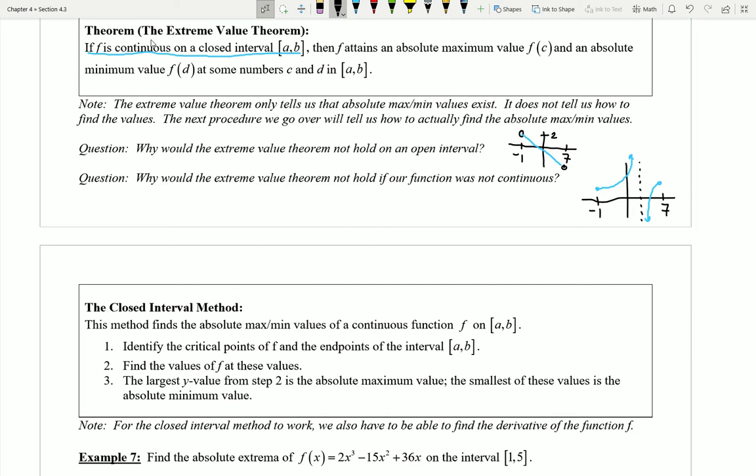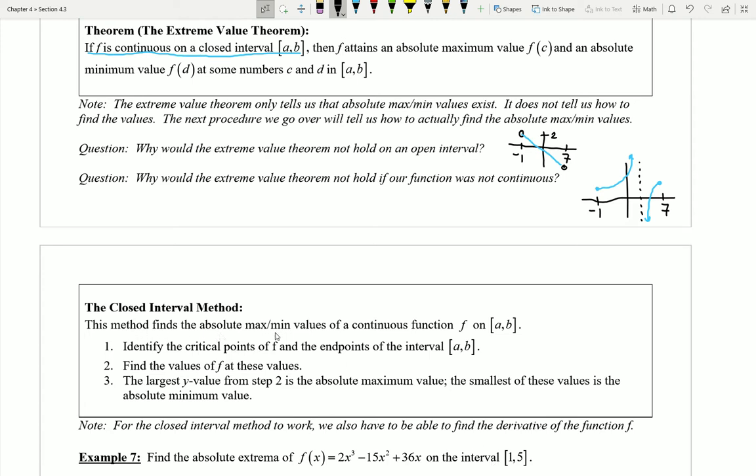We're going to take the ideas that the extreme value theorem gave us and help formulate them into an awesome method to help answer questions like example 7, which are going to ask us to find the absolute extrema, that is the absolute extremes, the absolute max and the absolute min of a function on an interval. So here's the first thing that we should note.